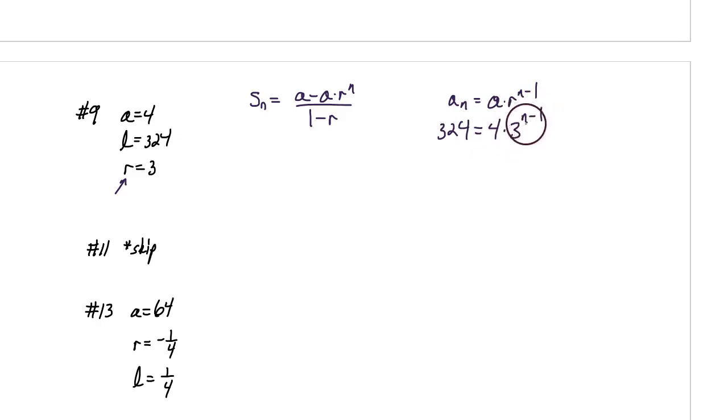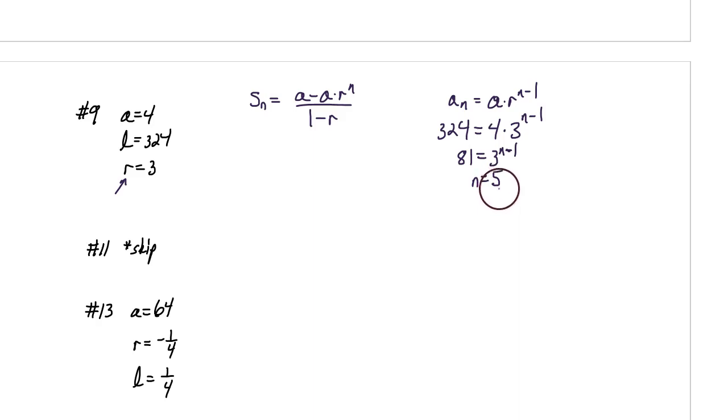Now let's solve this for n. First, we could divide both sides by 4. That makes 81 is equal to 3 to the n minus 1 power. The variable n is in the exponent, so we could get this answer using a logarithm or using observation or guess and check. For instance, I know that 3 to the 4th power makes 81, so the exponent on the 3 has to be a 4, therefore the n has to be a 5.